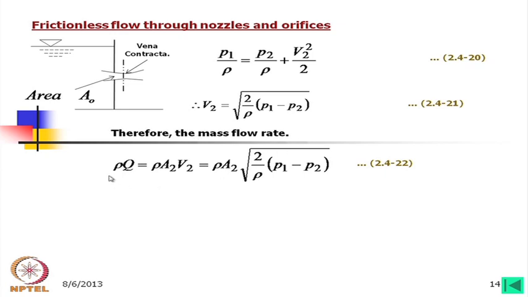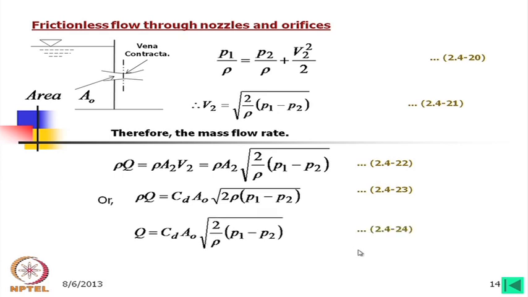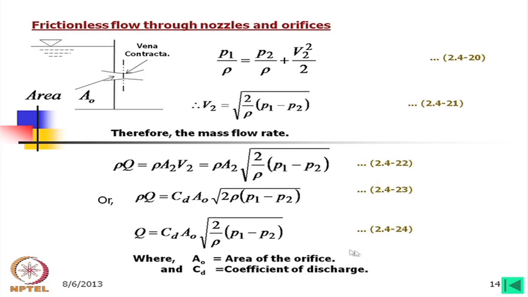Therefore, the mass flow rate can be written in the form of rho Q is equal to rho A2 v2, because A2 is the area here, is equal to rho A2 square root of 2 by rho (p1 minus p2). Now, A2 is the area at the vena contracta, which is not known. We cannot measure the area there. To take care of that, rho Q is equal to C_D A0 square root of 2 rho (p1 minus p2), where C_D is the coefficient of discharge and A0 is the area of the orifice.